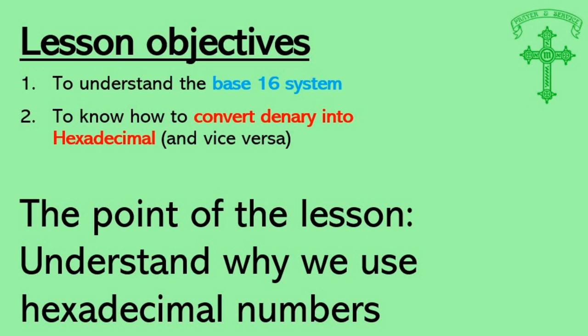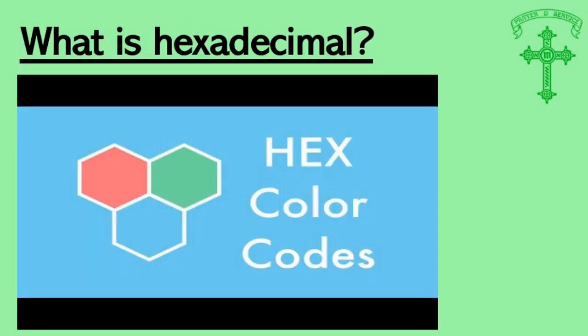So today's lesson objectives are to understand the base 16 number system, otherwise known as hexadecimal, and obviously you're going to do some conversions from denary, that's base 10, that's our normal number system, to hexadecimal and back again. The point of the lesson is to understand why we use hexadecimal numbers and also to show you where we use them. So there's a video that's been on Show My Homework listed before this video, so you should have watched this little slide on hexadecimal numbers, so we're going to just skip that one. I presume you've watched it.